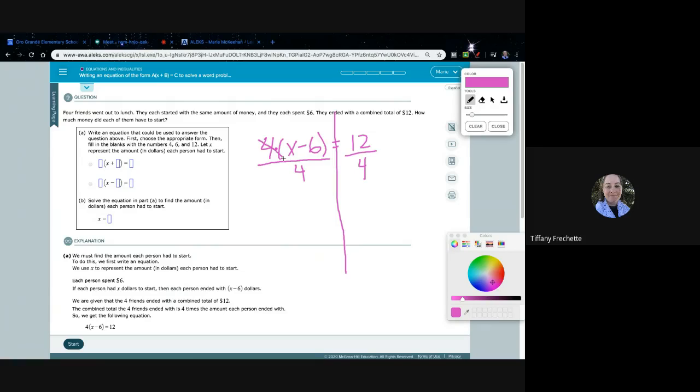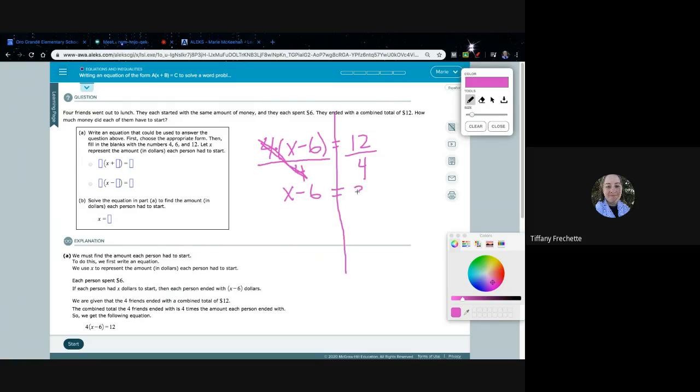So now I can cross off these 4s. Any number divided by itself cancels. It has to be multiplication in order for that to work. I couldn't have a 6 on the bottom and cross off that 6 because that 6 is being subtracted. So make sure it has to be multiplication and division in order for that to work. And then I can just bring down x minus 6 because now that's by itself and I don't need the parentheses anymore because nothing's being multiplied.